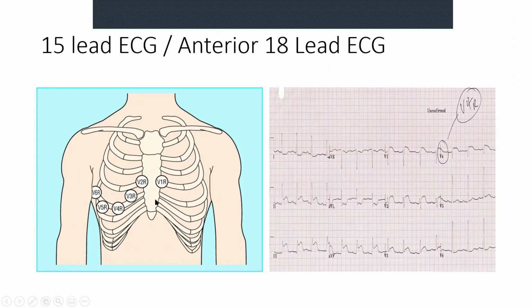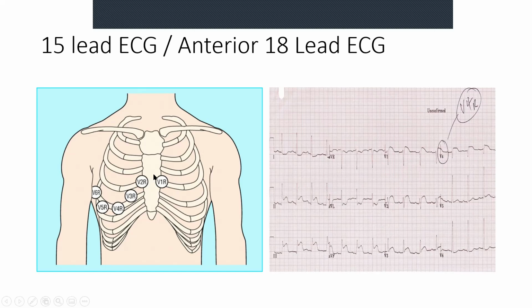We don't want to guess, is it the right side? We guesstimated it from the V2 and 3. So now when we put it on, we label it, we change everything to R. So we put V2R, V3R, V4R, V5R, V6R, just like how they did it here. And we label it as a 15-lead ECG. So there's no separate machine. It's just how you place the lead.